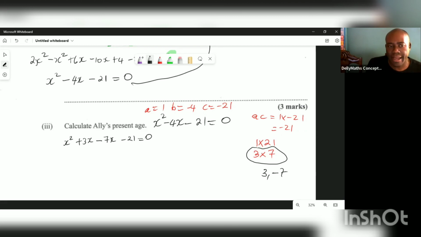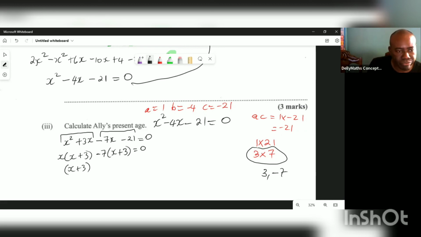So I'm factorizing to solve. So here I'm going to factorize these two, then those two. So I'm looking at taking out x. So x into x squared, we're left with x plus 3, minus 7 times x plus 3 equals 0. Then we have x plus 3, then we have x minus 7 equals 0.